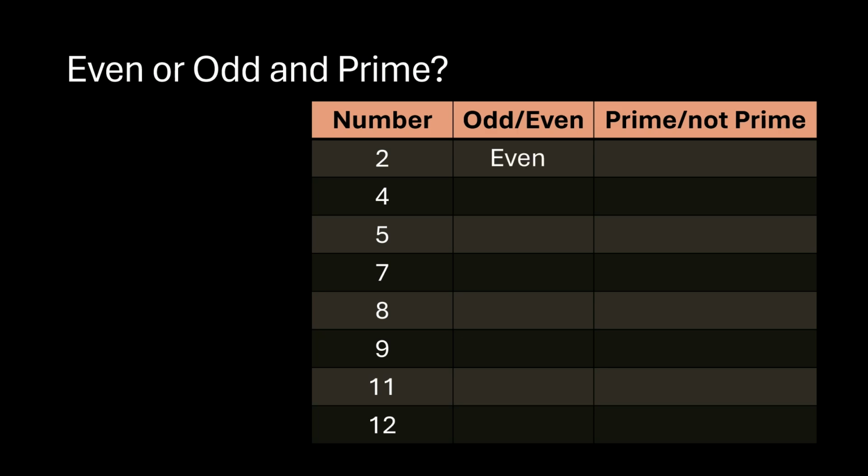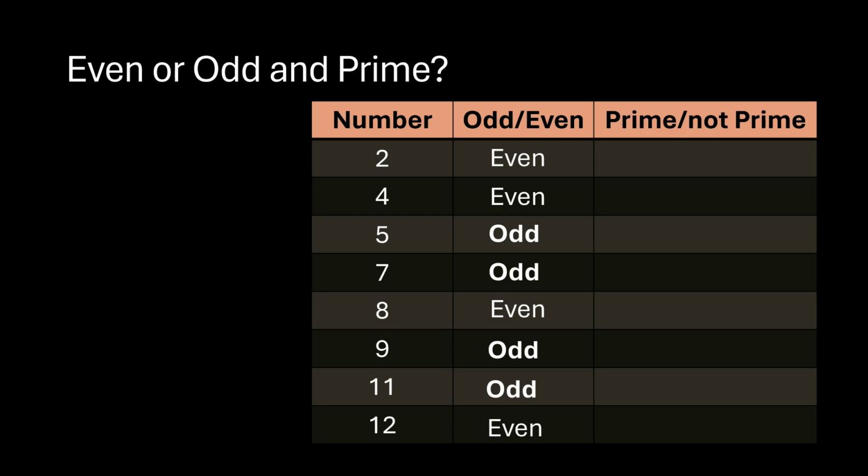It of course ends with the digit 2. The number 4 is also even. 5 is odd. 7 also is odd. 8 is even. 9 is odd. 11 is also odd. And 12 is even. Now consider whether these numbers are prime or not prime.